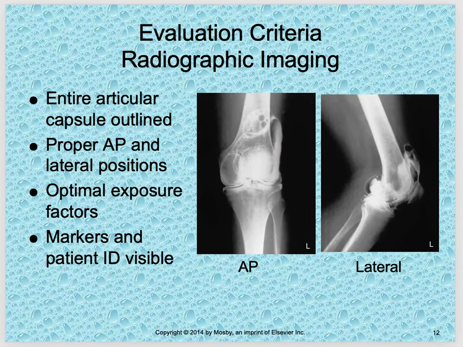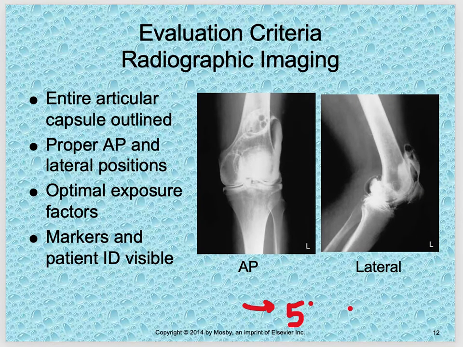So radiographic imaging, your entire articular capsule is outlined. So you've got the entire knee, you've got the distal femur, you've got the proximal radius and ulna, you've got good collimation on either side, proper AP lateral position, which if you remember a proper AP, you're rolling that leg in medially about 5 degrees to get set to a correct AP position, okay? So optimal exposure factors and then markers and patient ID is visible, so make sure that you have your anatomical markers on. And these markers can either be high or low.